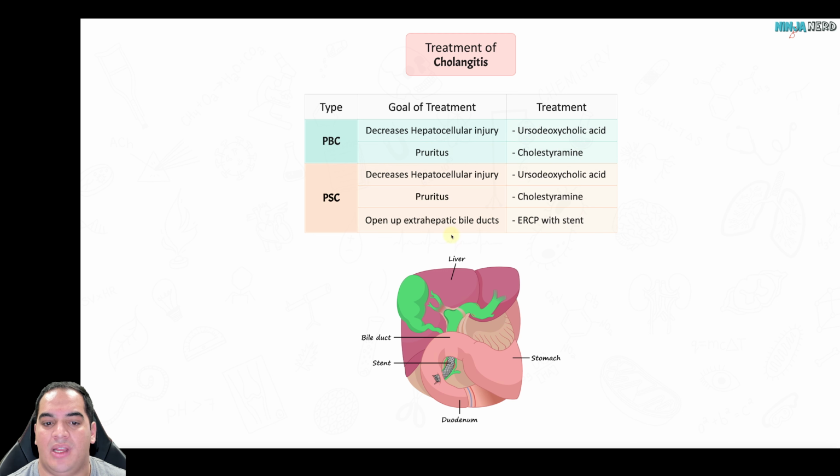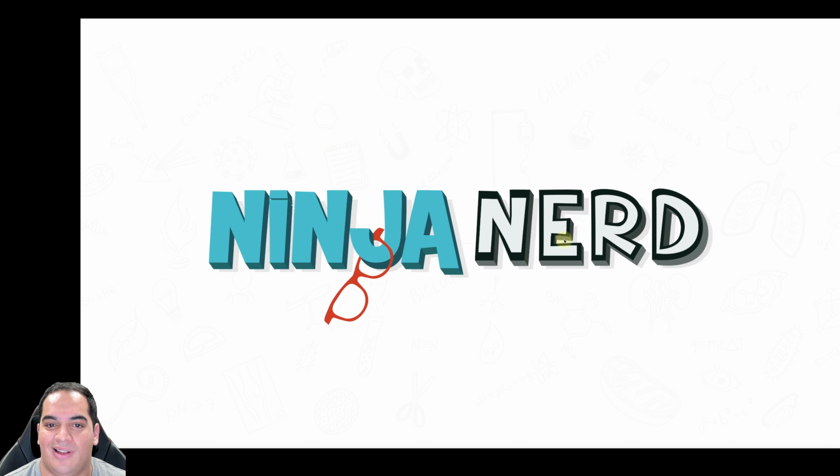So again, in both of these, reduce hepatocellular injury, reduce cirrhosis, reduce liver transplant with ursodeoxycholic acid, treat the itching with cholestyramine, and in patients with PSC, especially with really bad jaundice, elevation in their cholestatic pattern, and again, pruritus associated with maybe increasing risk of cirrhosis and malabsorption, you should put in a stent, and that may help to restore bile flow.